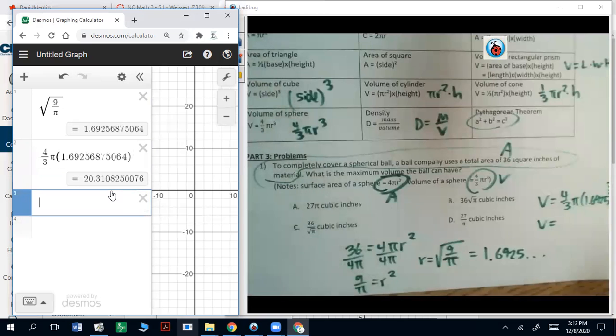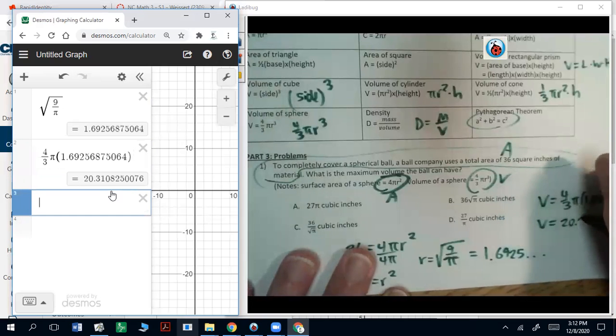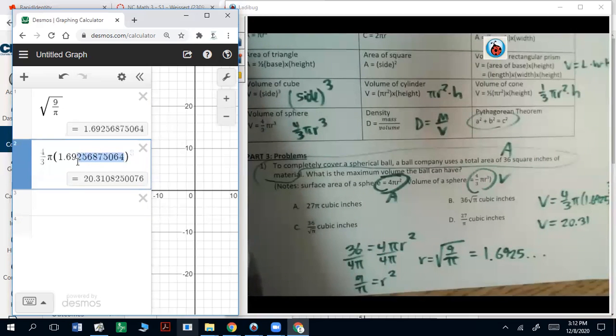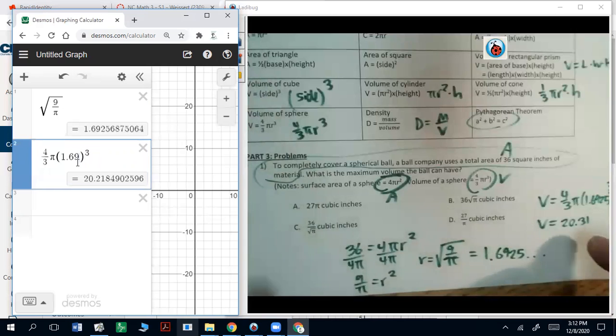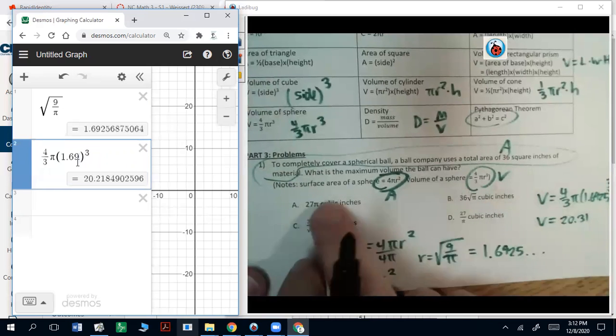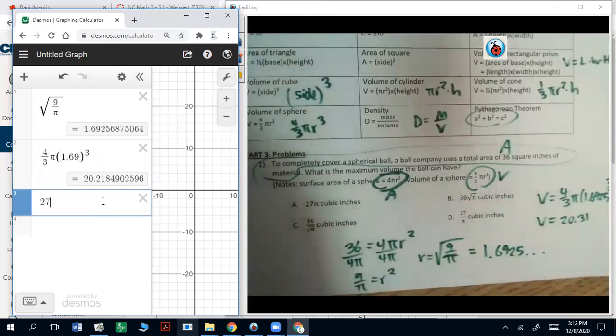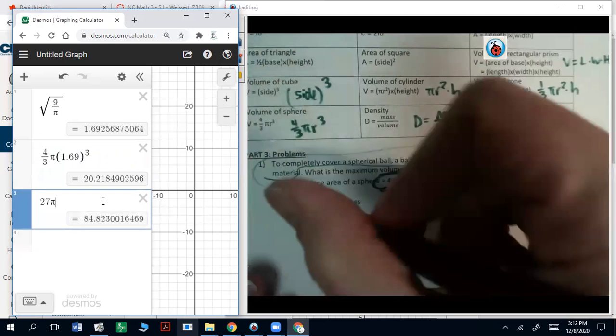And so that volume ends up being about 20.31. And if you cut off some of these numbers, it's okay. It'll be close enough. Like if you do 1.69, you still get 20.2, which is effectively what we're looking for anyway. But over here, one of those is going to give you that same decimal. So at that point, it's a matter of checking the decimals. 27 pi is way too big.